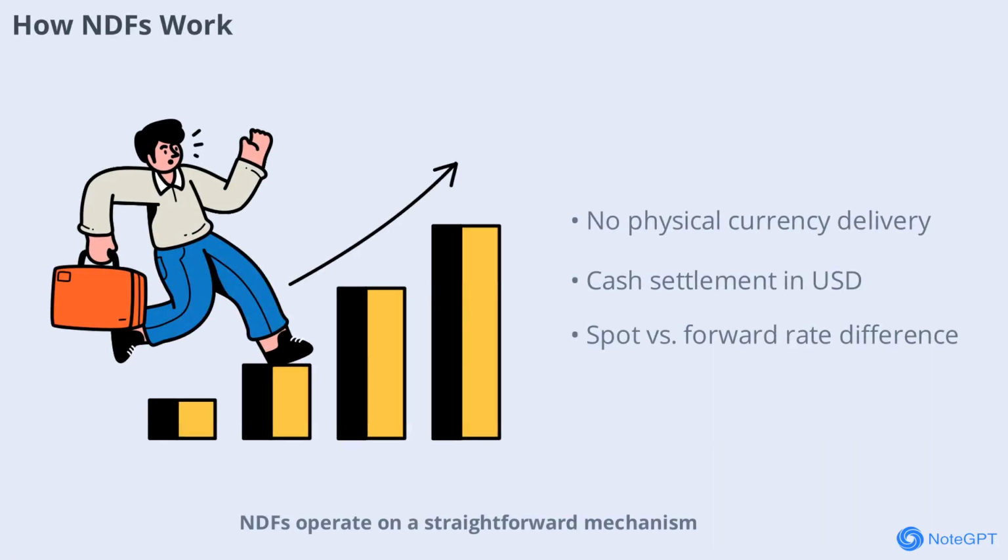NDFs operate on a straightforward mechanism. Two parties agree on a notional amount, a forward exchange rate, and a settlement date. Unlike traditional contracts, there is no physical delivery of currency. Settlement is performed in cash, typically in a freely convertible currency like USD.